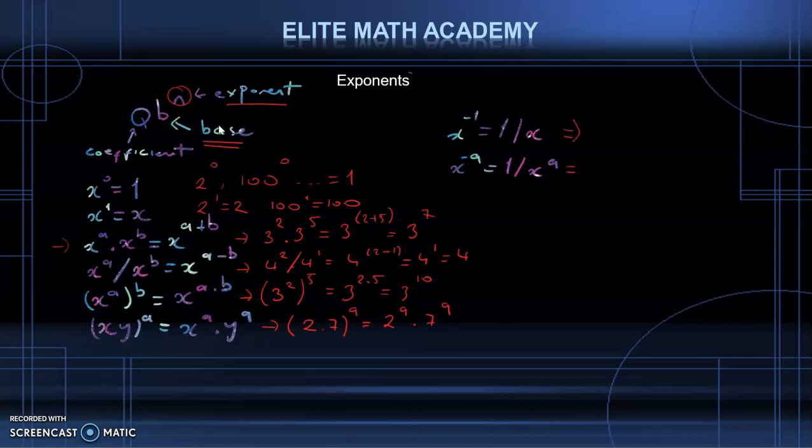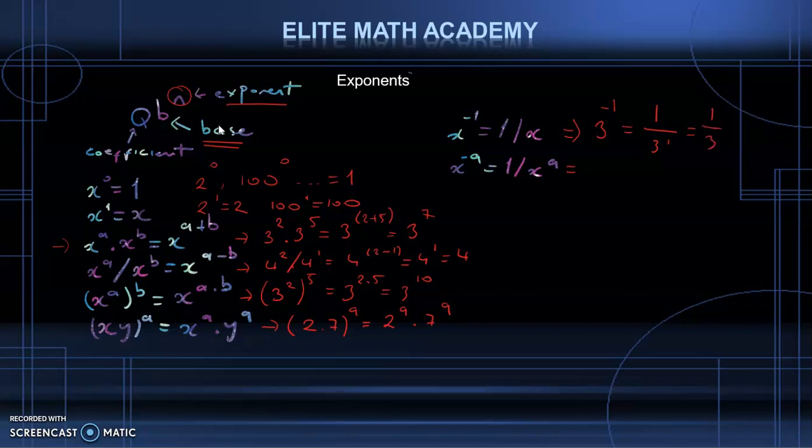The last two rules are x to the power minus 1 would be 1 over x. If we have 3 to the power minus 1, then we can rewrite this as 1 over 3 to the power 1, which will be 1 over 3.